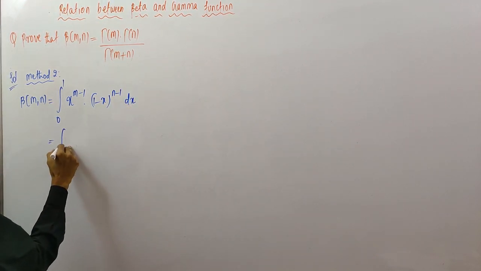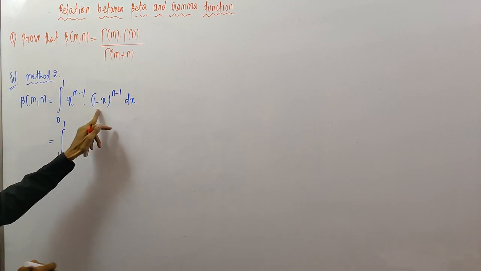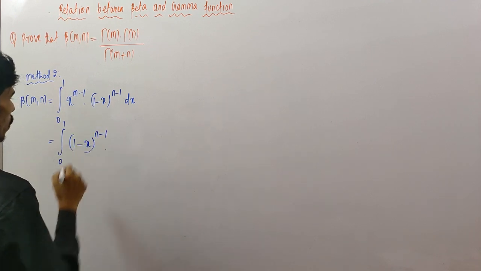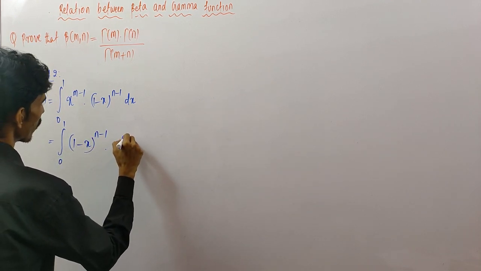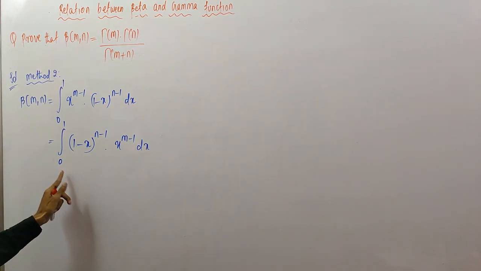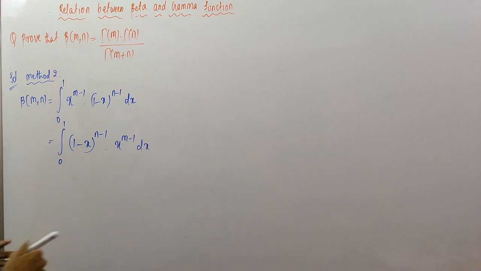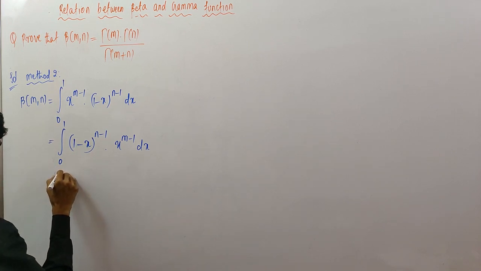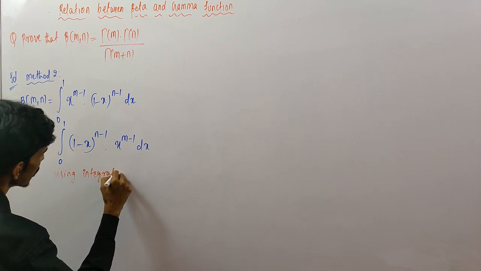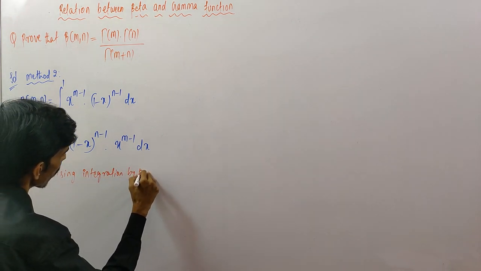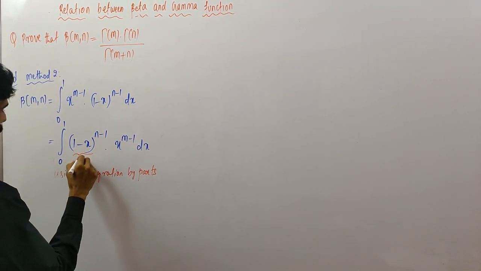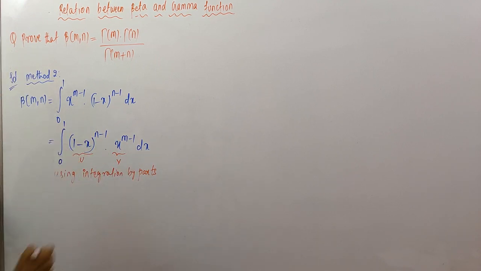Now this can also be written as integration 0 to 1. Write down this term first, (1 minus x) power of n minus 1 into x power of m minus 1 dx. Now this integration can be solved by using integration by parts, by taking this as u and this as v.